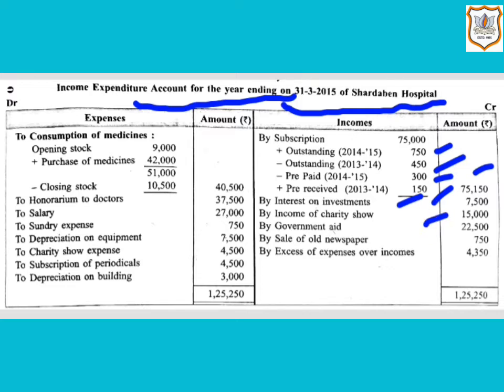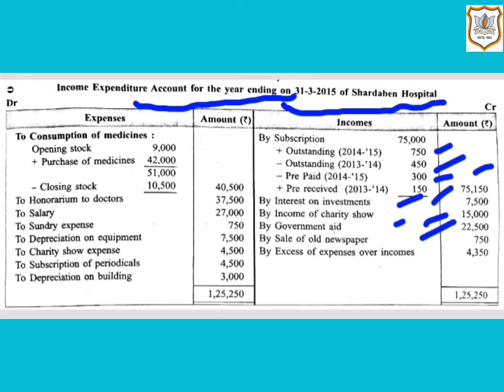Then we have special donation for operation theater. It will be called fund for specific purpose, so we will not show it here. Then we have government aid, 22,500. Government aid is income of revenue nature, so we will show it here, 22,500 on income side. Then sale of old newspaper is given, 750. It is also revenue nature income. So we will show it here on income side.